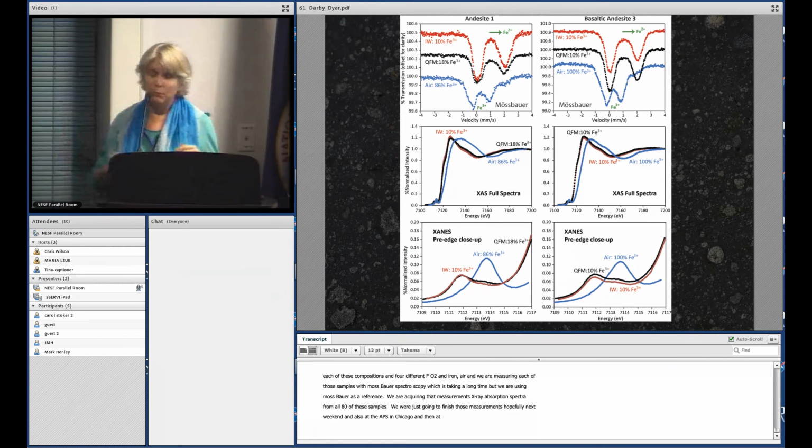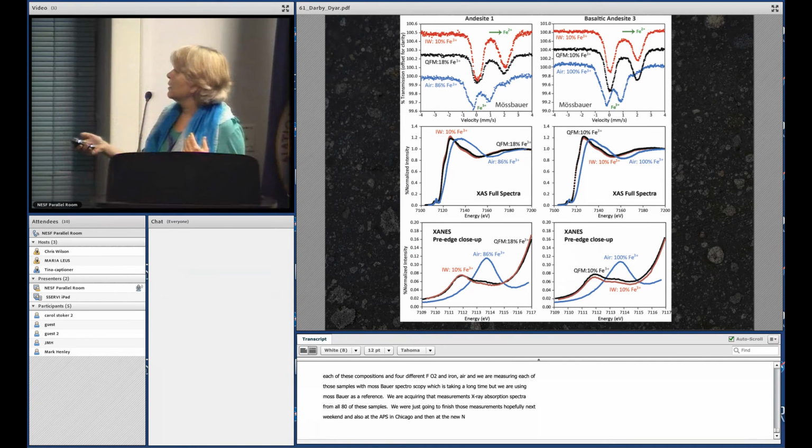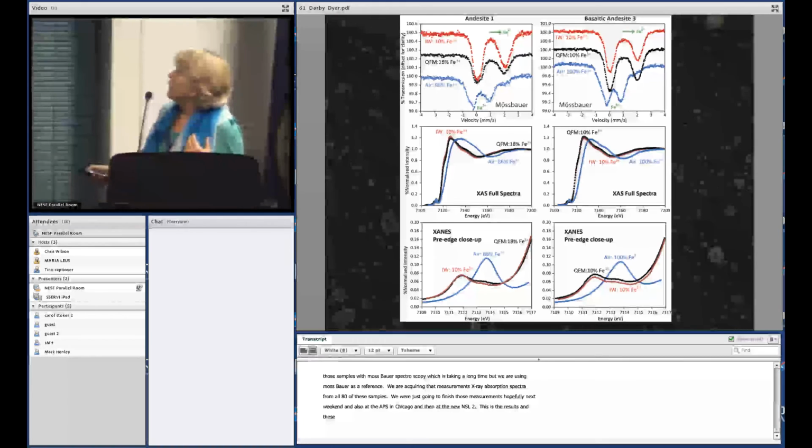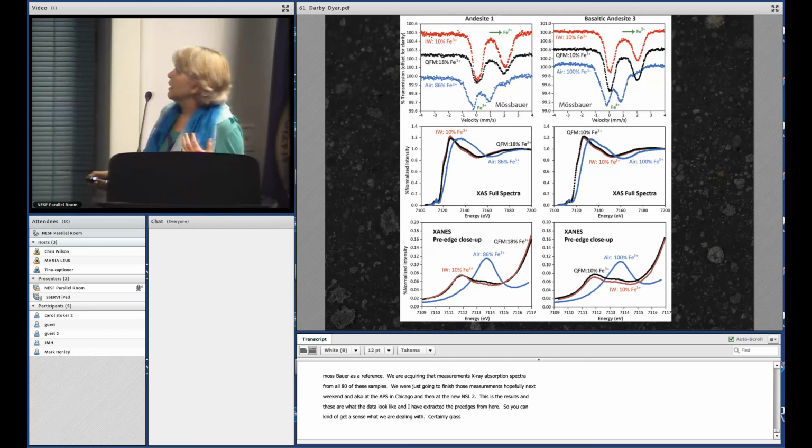Now, so these are some of the results. These are what the data look like. I've extracted the pre-edges from here so you can get a sense of what we're dealing with. Certainly for glasses, this particular composition, samples that have 10% ferric have the same or similar spectra. The one that's very oxidized has a different shape of pre-edge.